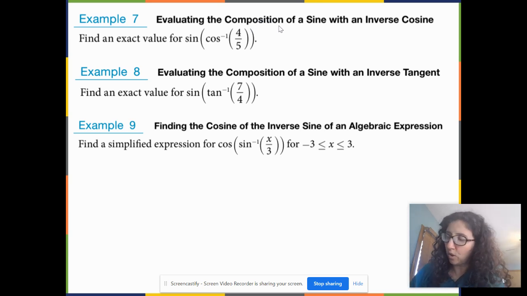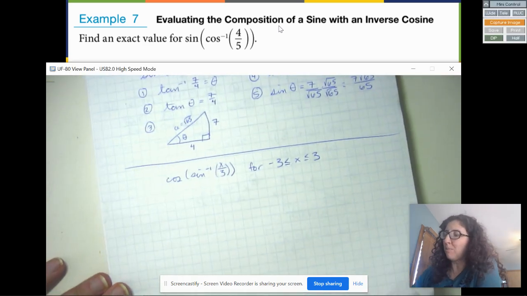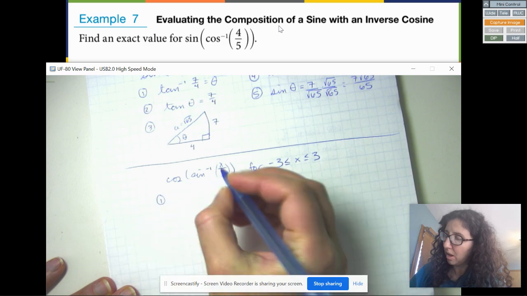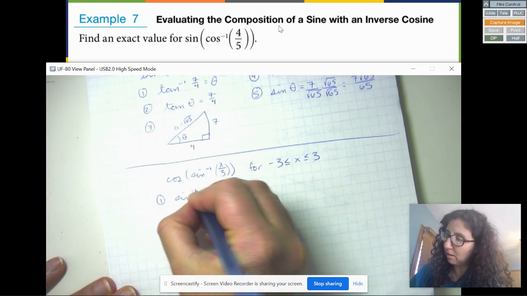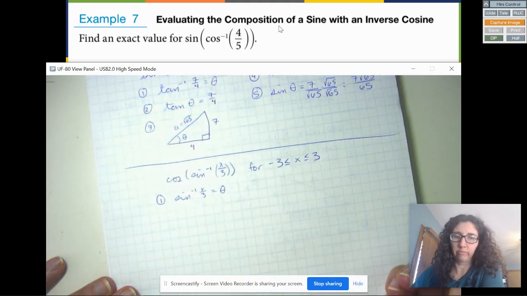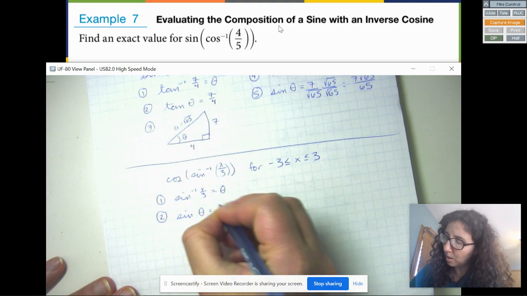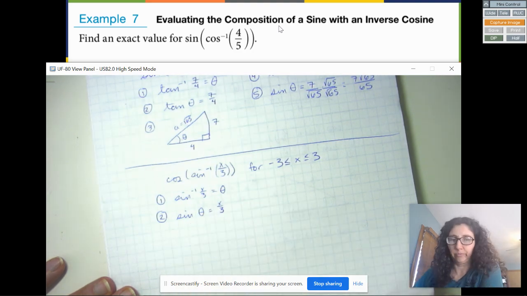What if we want to find the cosine of the inverse sine of x over 3? For x between -3 and 3. All right, same process. First, I'm going to write inverse sine of x over 3 equals theta. Now I'm going to rewrite this. I'm going to say sine of theta equals x over 3.